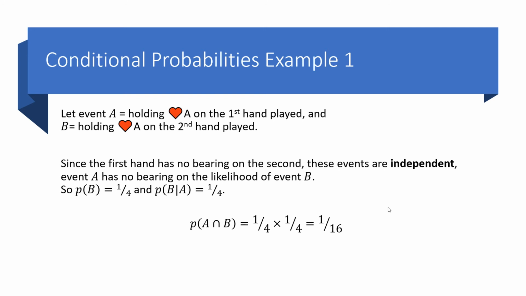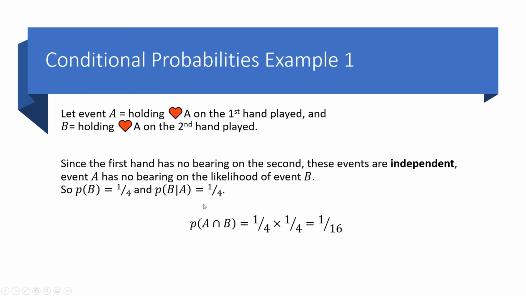So let A be the event of holding the ace of hearts on the first hand played, and B be the event of holding the ace of hearts on the second hand played. The first hand has no bearing on the second. The cards are dealt quite independently. These are independent. So the probability of holding the ace of hearts on the second hand is a quarter. It's also a quarter given that you held the ace on the first hand. So this is lack of memory.